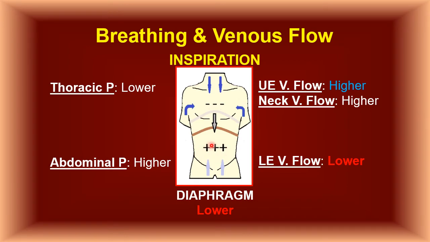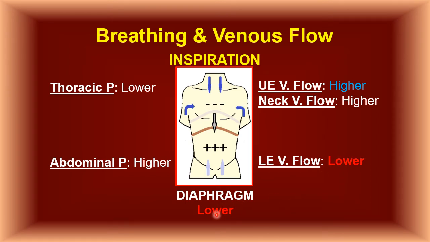So the pressure here inside the abdominal cavity is higher. What happened? The lower extremities, these are the lower extremities here, these pale arrows here. The lower extremity venous flow gets lower. So as we see here, the diaphragm is going lower, and the lower extremity venous flow is lower.